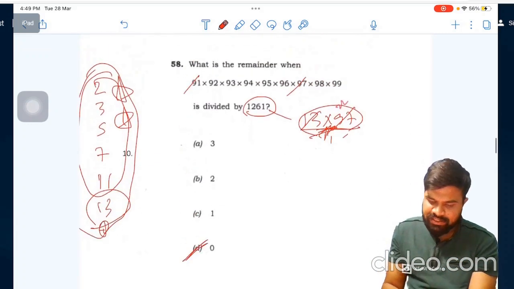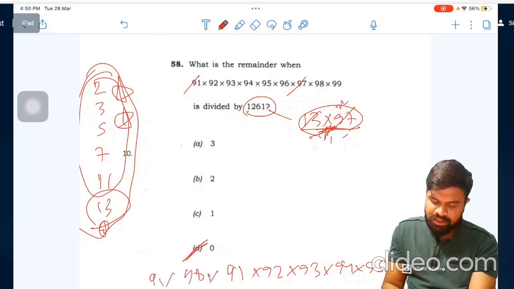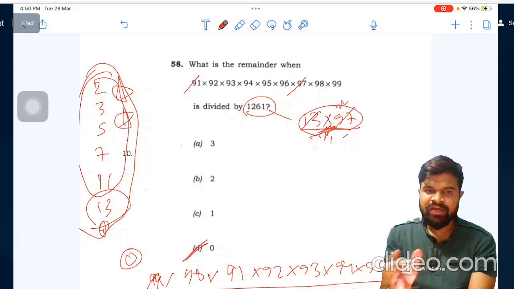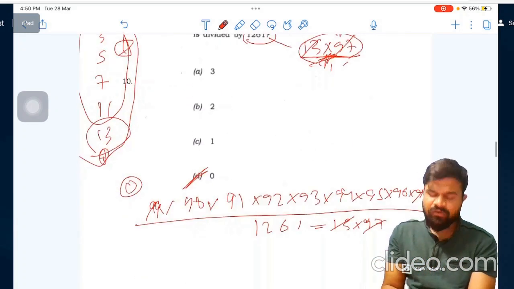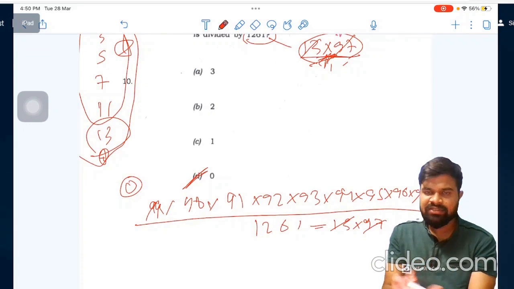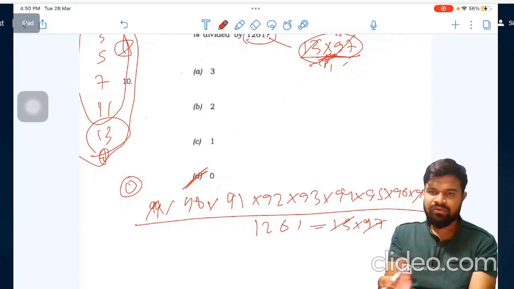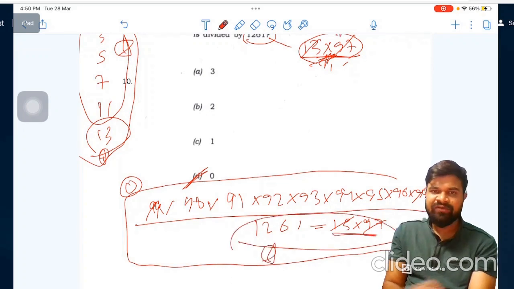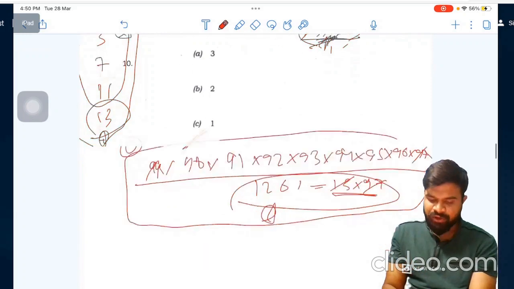So you will write it something like this: 91 into 92 into 93 into 94 into 95 into 96 into 97 into 98 into 99. This question seemed very complicated, but when you write it as 13 into 97, and this is this, and this is this, suppose these two numbers leave a zero remainder, and as I've already told you, with remainders we can perform all the operations that are being done on numbers. So when you multiply anything with zero, the remainder will ultimately be zero. If you are not able to understand it that way, you can look at it in that manner also. If the number in the denominator is completely cancelled out, completely vanished, then the remainder will be zero. That is the point to be noted.